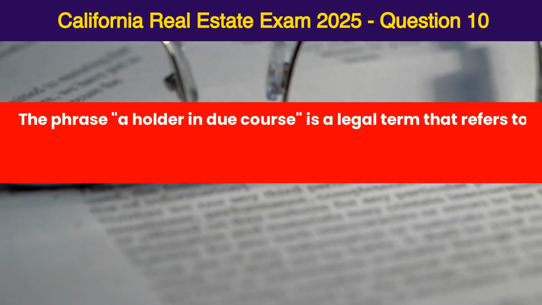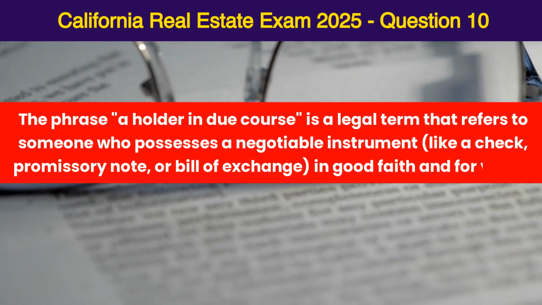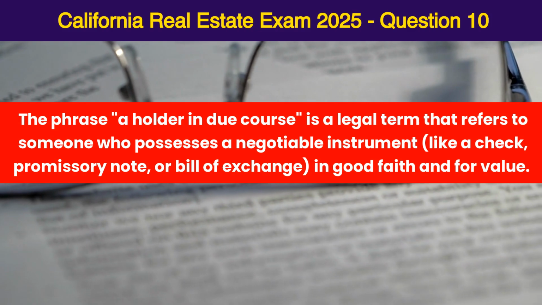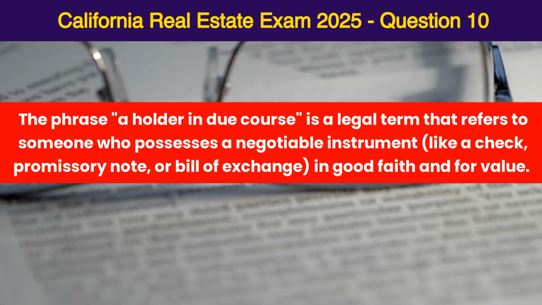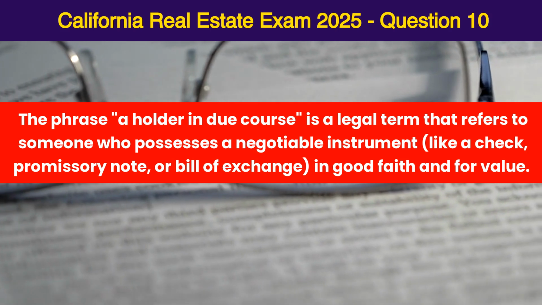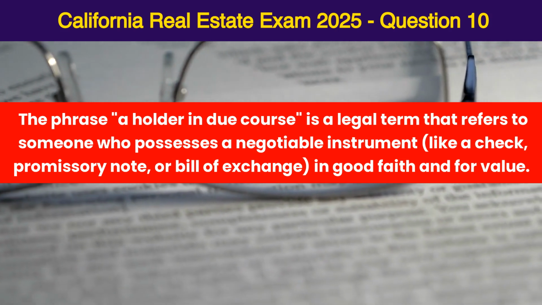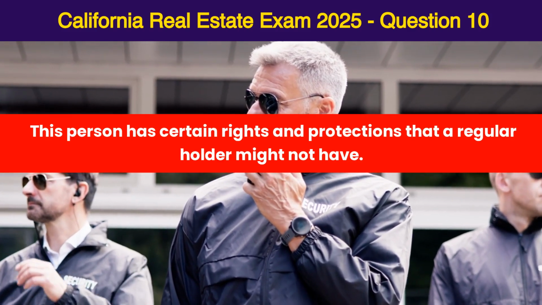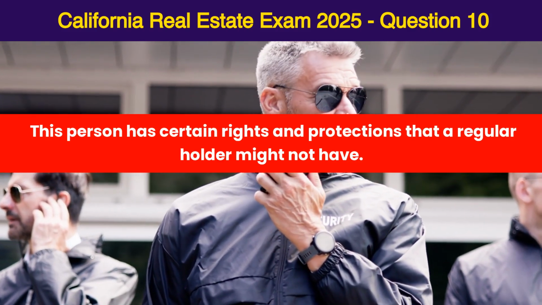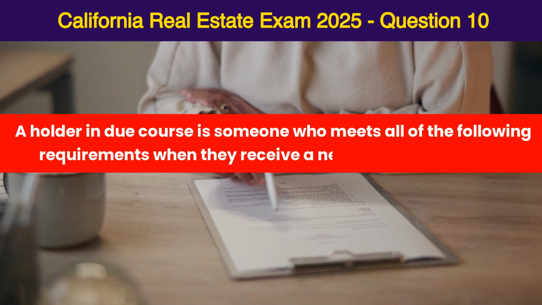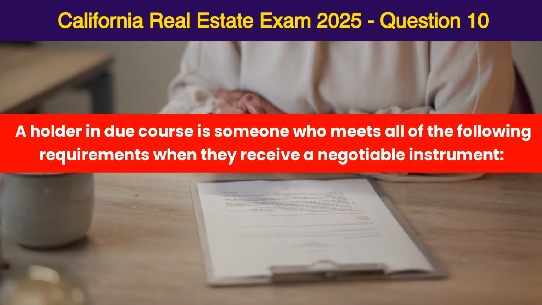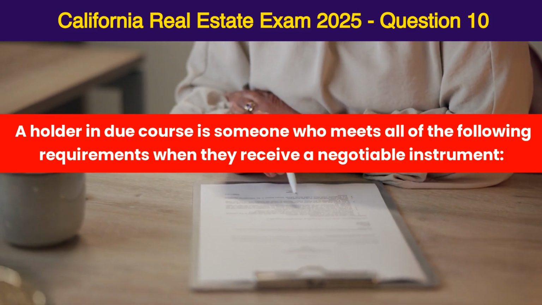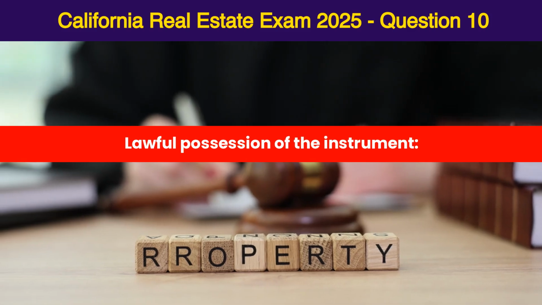The phrase "a holder in due course" is a legal term that refers to someone who possesses a negotiable instrument, like a check, promissory note, or bill of exchange, in good faith and for value. This person has certain rights and protections that a regular holder might not have. A holder in due course is someone who meets all of the following requirements when they receive a negotiable instrument. Lawful possession of the instrument.